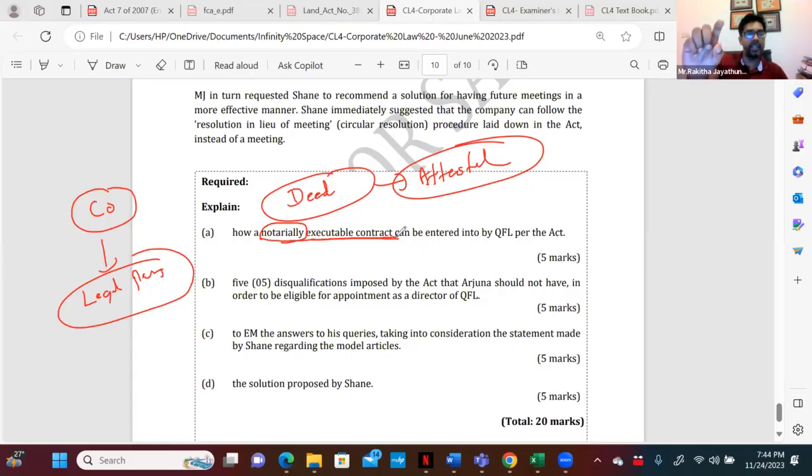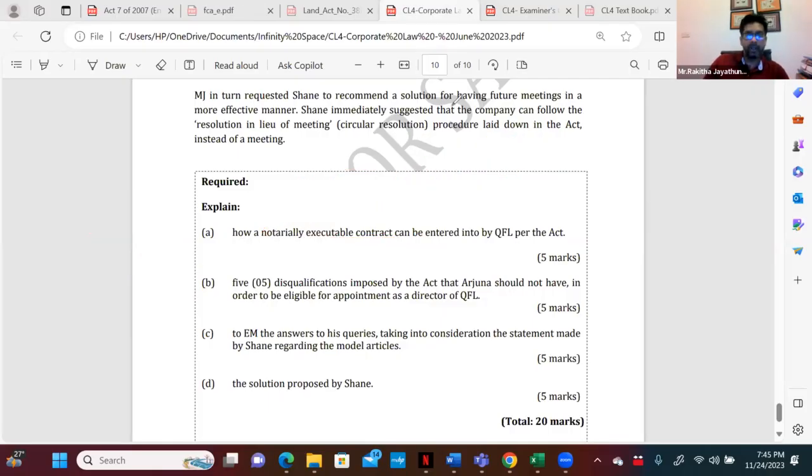That is what you get in the Companies Act. Who should sign? Normally it says two directors have to sign, but there can be companies where you have only one director. Then that director should sign. One is enough if you have only one director. Sometimes there can be situations where you can delegate the signing power to some other officer in the company. You don't have to have directors, but you can delegate it. Now, that is what you can find in the Companies Act. We will look at the answer to this question in a while. So, how a notarially executable contract can be entered into by QFL per the Act. So, let's look at the answer. Right.